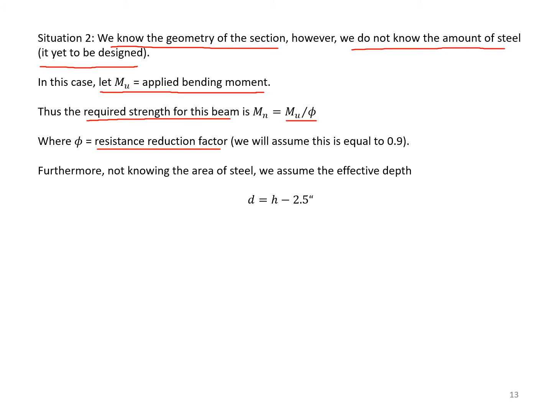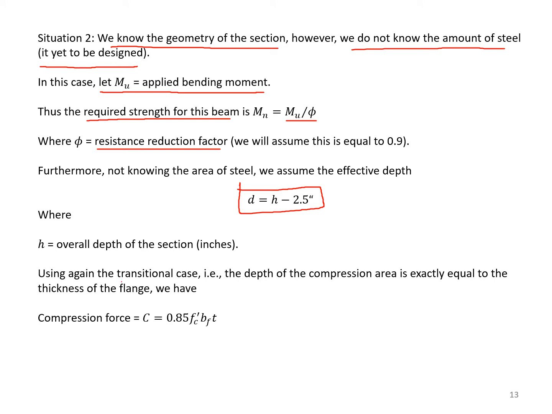Furthermore, because we don't know the area of steel, we can assume D is equal to H minus 2.5 inches. At times you may want to go a little bit higher. If you suspect that you may have 2 layers of steel, you may want to go with H minus 3.5, but usually H minus 2.5 would work.